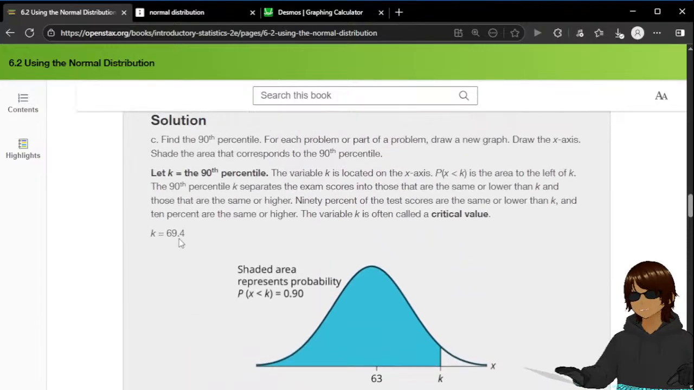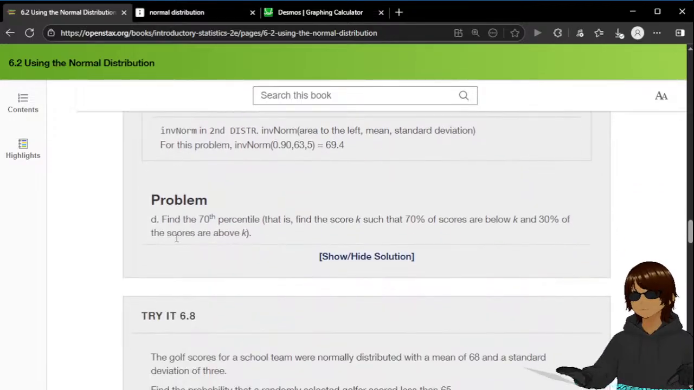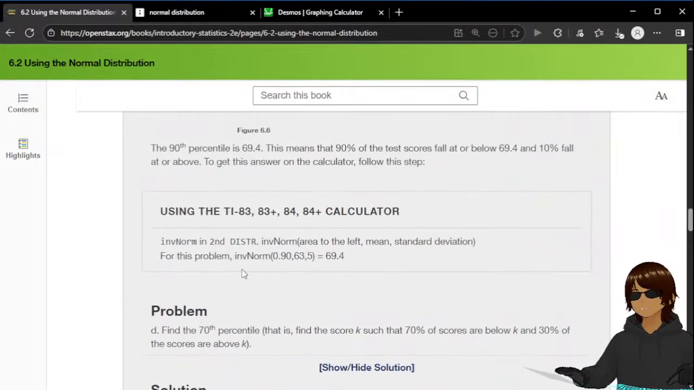But how can we calculate this K? They didn't tell us that. Unless we use the equation, but what is the equation for finding the thing? Inverse norm, 90th percentile.